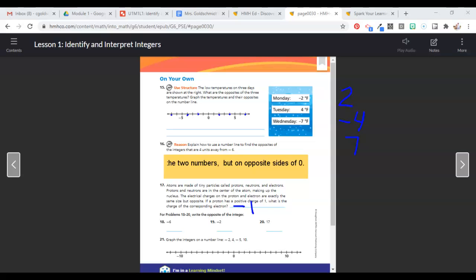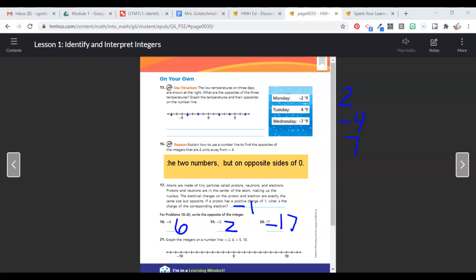Okay, 18, 19, 20 probably should be your quickest on here because it says write the opposite of the integer. Opposite of negative six is positive six. The opposite of negative two is positive two. The opposite of 17 is negative 17. And we're going to wrap this one up with graph the integers on a number line.